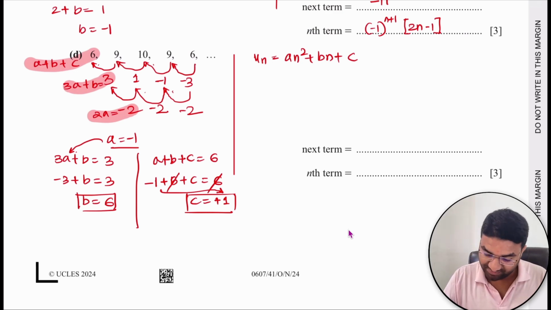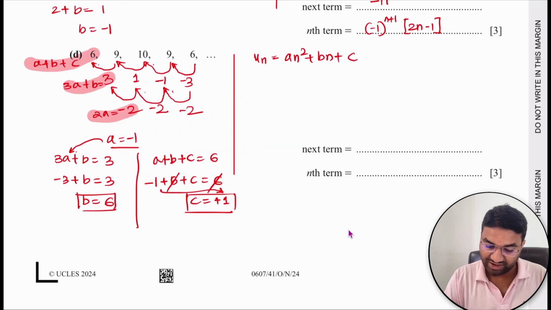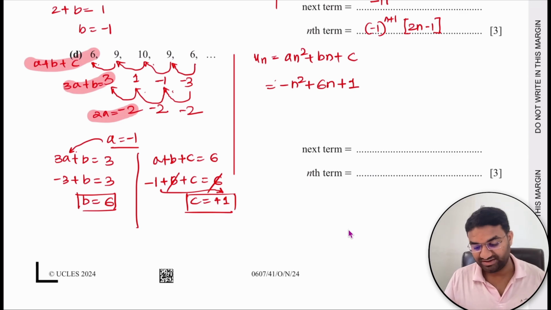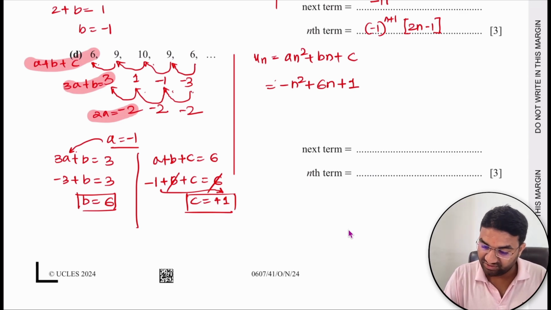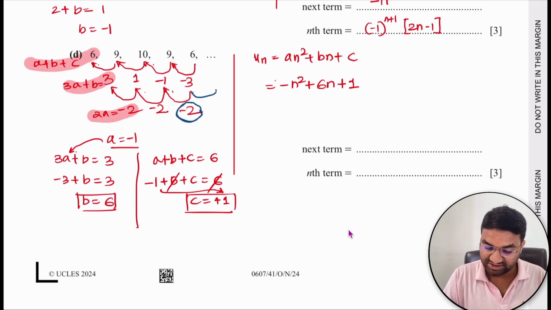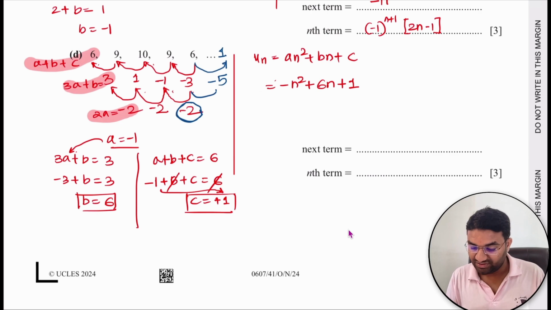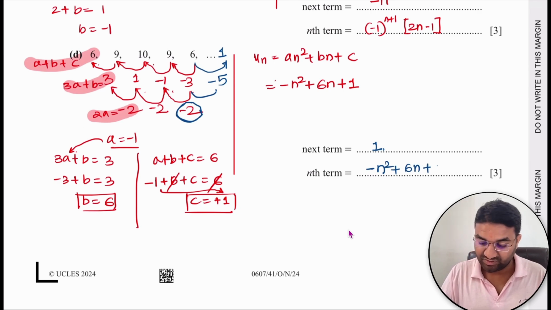Fine. Now substitute these a, b, c values in this equation. So what we will get here is negative n squared plus 6n plus 1. That's the nth term. Fine. Now even here the next term, if you look at this one, we are getting negative 2, right? And the next term we will get negative 5. Fine. And negative 5 means here 6 minus 5 is just 1, isn't it? So that's the next term. So the next term is 1, and the nth term is negative n squared plus 6n plus 1.